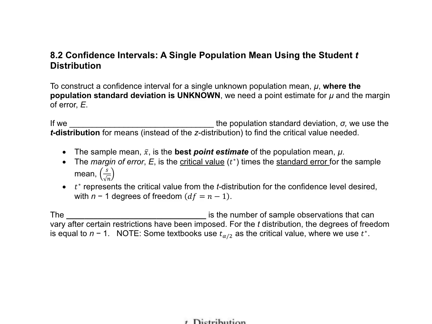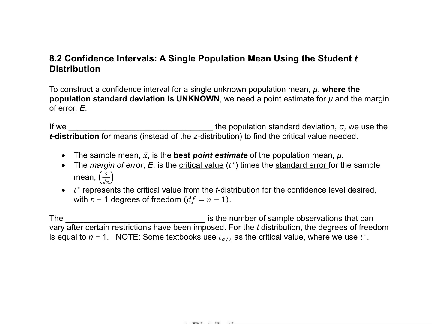To construct a confidence interval for a single unknown population where the population standard deviation is unknown, we're still going to use the same mu, and we're going to use the same margin of error. What changes is if we do not know the population standard deviation, we have to use, instead of the Z chart, the T chart.